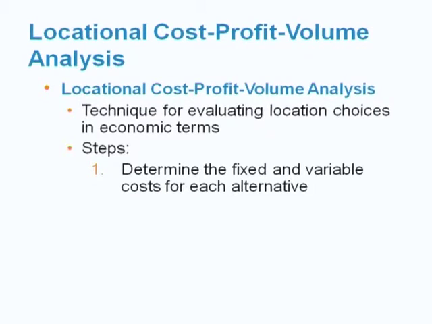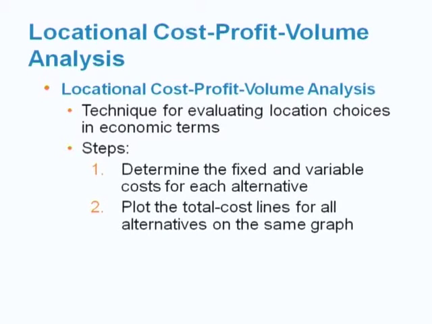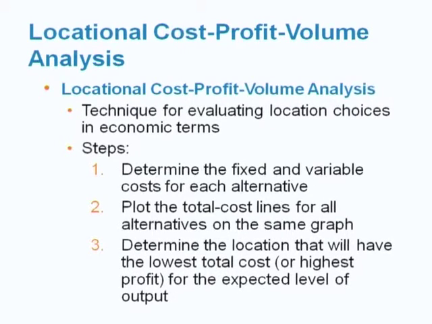First, determine the fixed and variable cost for each alternative. Second, plot the total cost lines for all alternatives on the same graph. And then determine the location that will have the lowest total cost or the highest profit for the expected level of output.